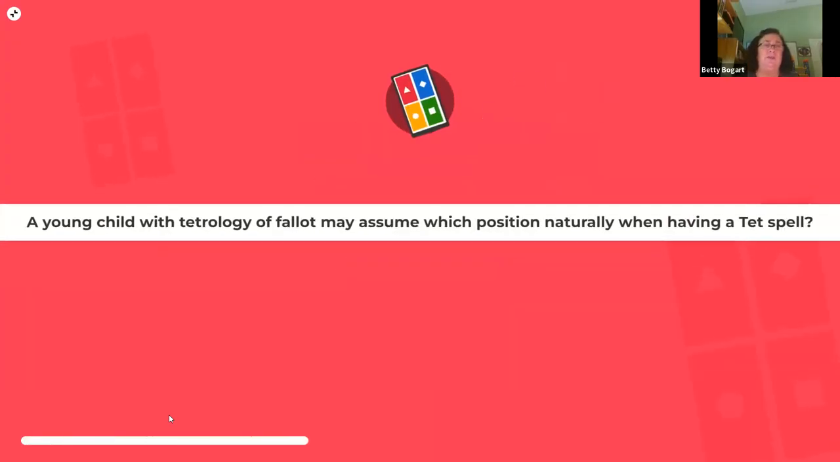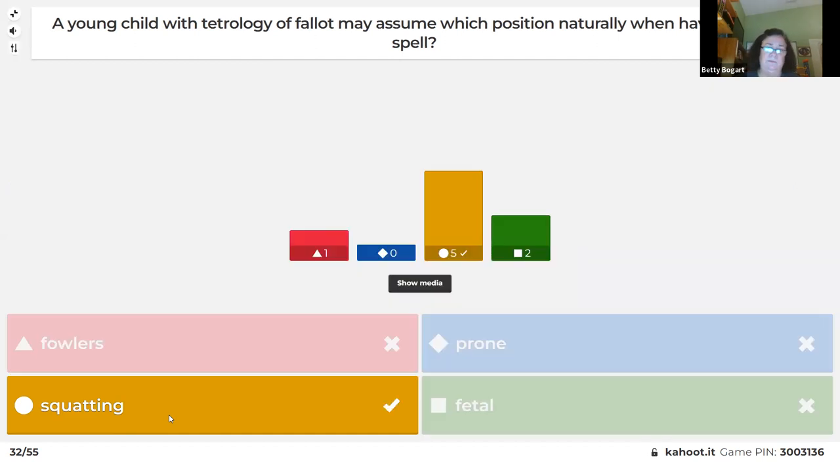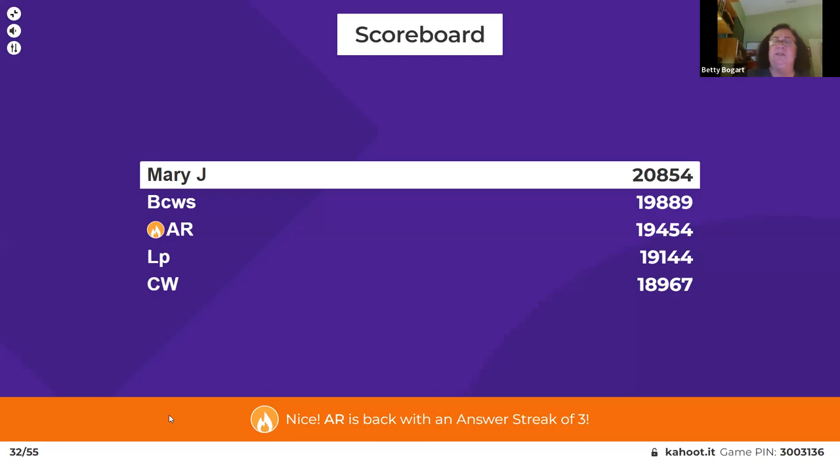A young child with tetralogy of Fallot may assume which position naturally when having a tet spell? Your older child, what do they do? Infants, we do it for them, the knee-to-chest. But a child walking around, they squat to the floor. They're on their feet and they squat to the floor, and it changes pressures in their abdominal and chest cavity, and it stops the tet spell.